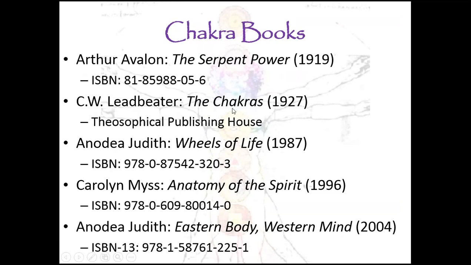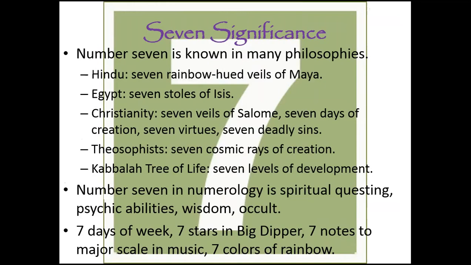C.W. Leadbeater was one of the early chakra writers, and he belonged with the Theosophical Publishing House. Annie Besant, Madame Blavatsky, going back to those days, about a century ago. And of course, one of our most popular ones, Anodea Judith, wrote Wheels of Life and Eastern Body, Western Mind. Carolyn Myss was also in there with her Anatomy of the Spirit. This is not an inclusive list. This is kind of just a starting point for you if you're interested. And as we go along, I will also share with you Jeffrey Wolf Green's book on Uranus, in which he included some of his early chakra teachings as well.